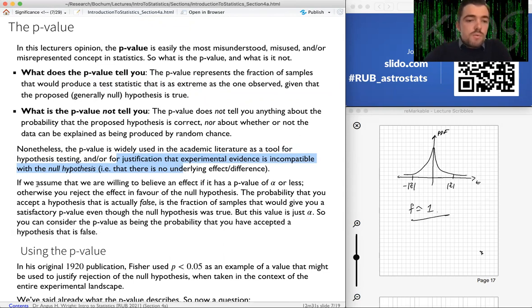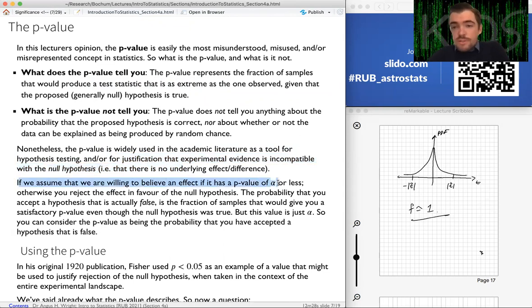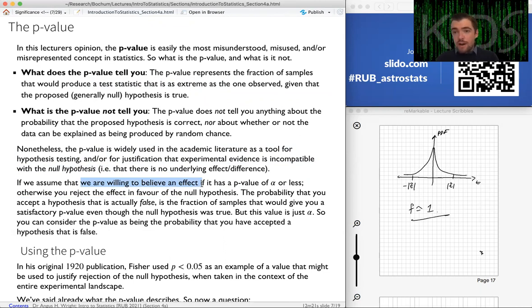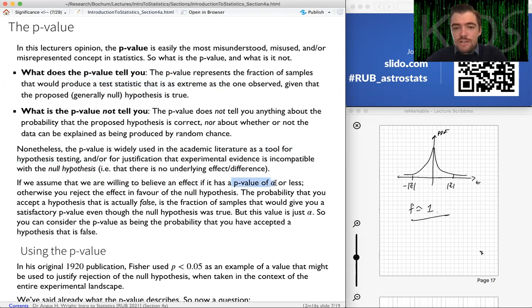The way in which this happens is that we can basically say that we're willing to believe that there is some underlying true effect in our data if the p-value has a value of alpha or less, where alpha is some probability, and you reject the idea that there is no underlying trend, no underlying effect present in your data if the p-value is less than some percent alpha.